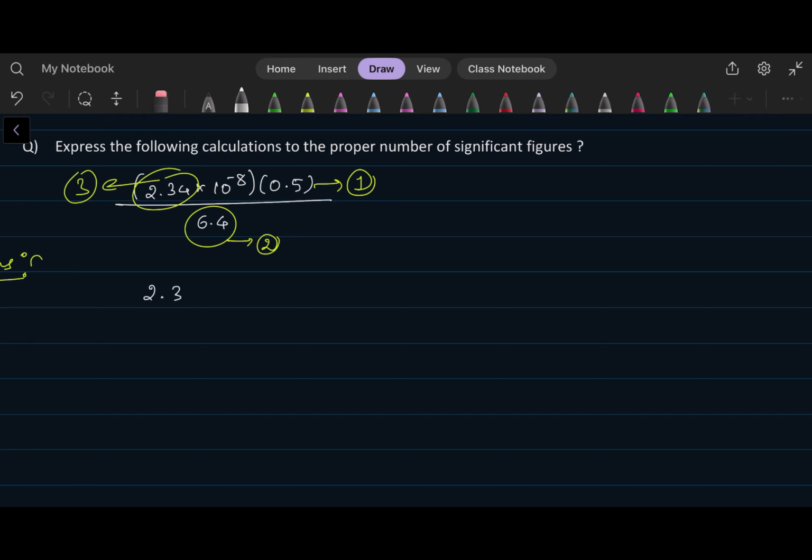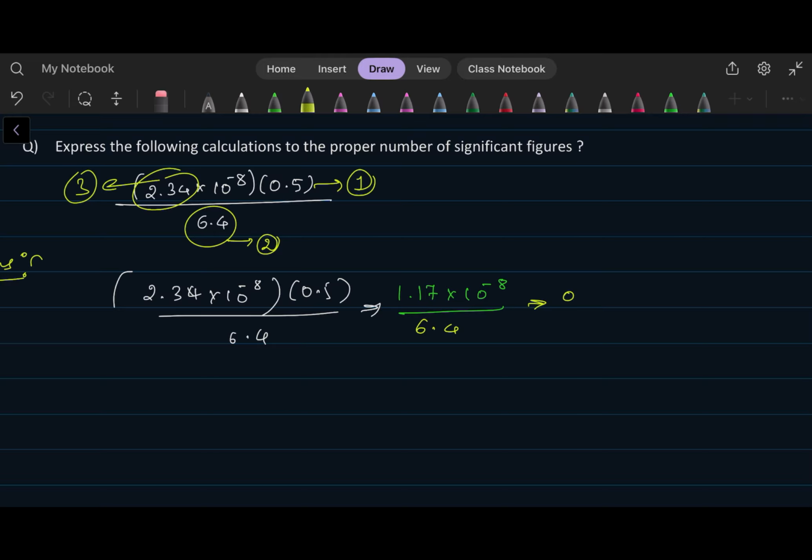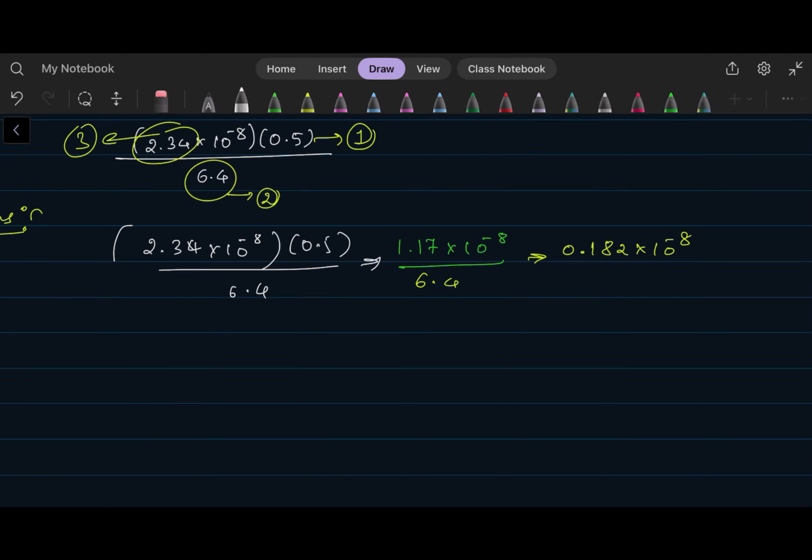If I try to solve this question, I just multiply and divide these values, simplify, and we get 1.17 into 10 to the power minus 8 whole divided by 6.4. Overall value I get is 0.182 into 10 to the power minus 8, but they are asking for the proper significant number. The least significant figure is 1, therefore I am trying to convert this whole value into only one significant figure.